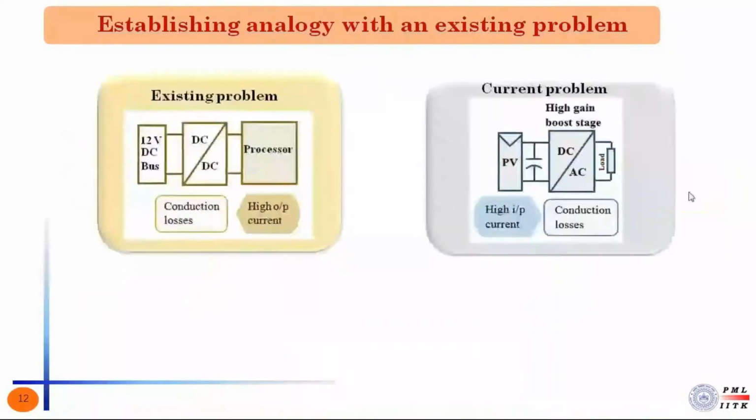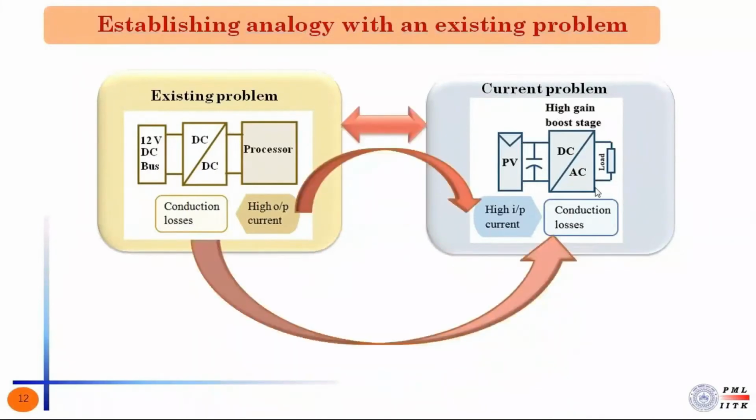Now that we have identified the problem, let's do the mapping. On the left, we have the existing problem of the VRM, and on the right, we have the current problem of CFSI. So the mapping goes like this. In case of VRM, we have high output current, which increases the conduction loss of the converter. And in case of CFSI, we have high input current, which again increases the conduction loss in the converter.